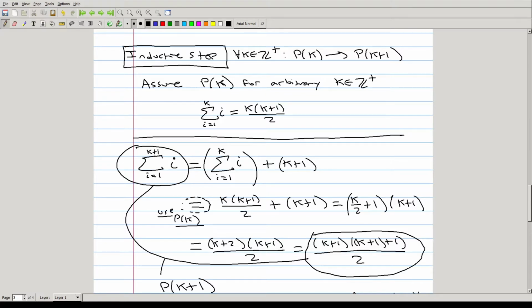So let's move on to another example, a similar example, just to make sure that you really understand this process well. I'll prove this statement P of n for n in the positive integers, that the summation from i equals 1 to n of i squared is equal to n times n plus 1 times 2n plus 1 over 6.